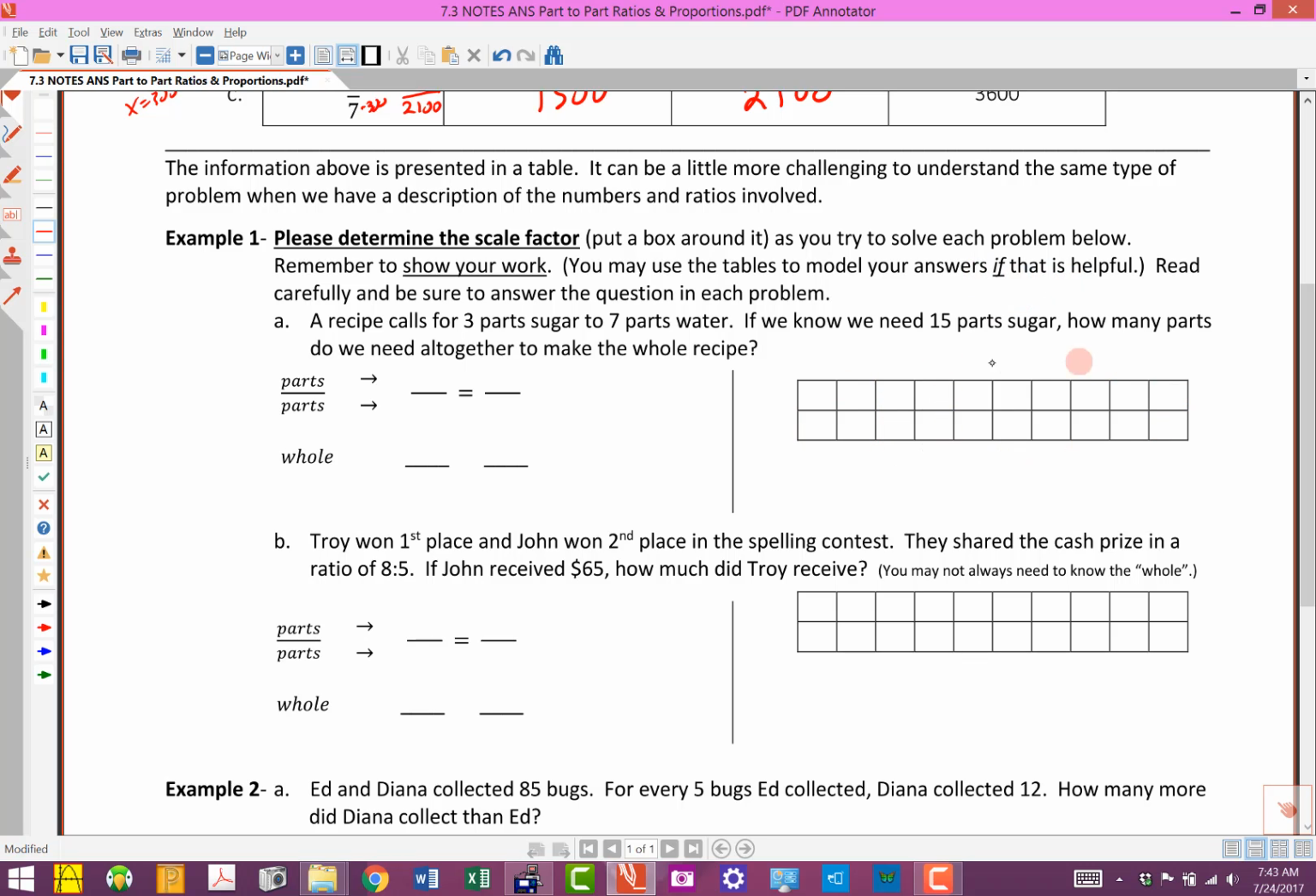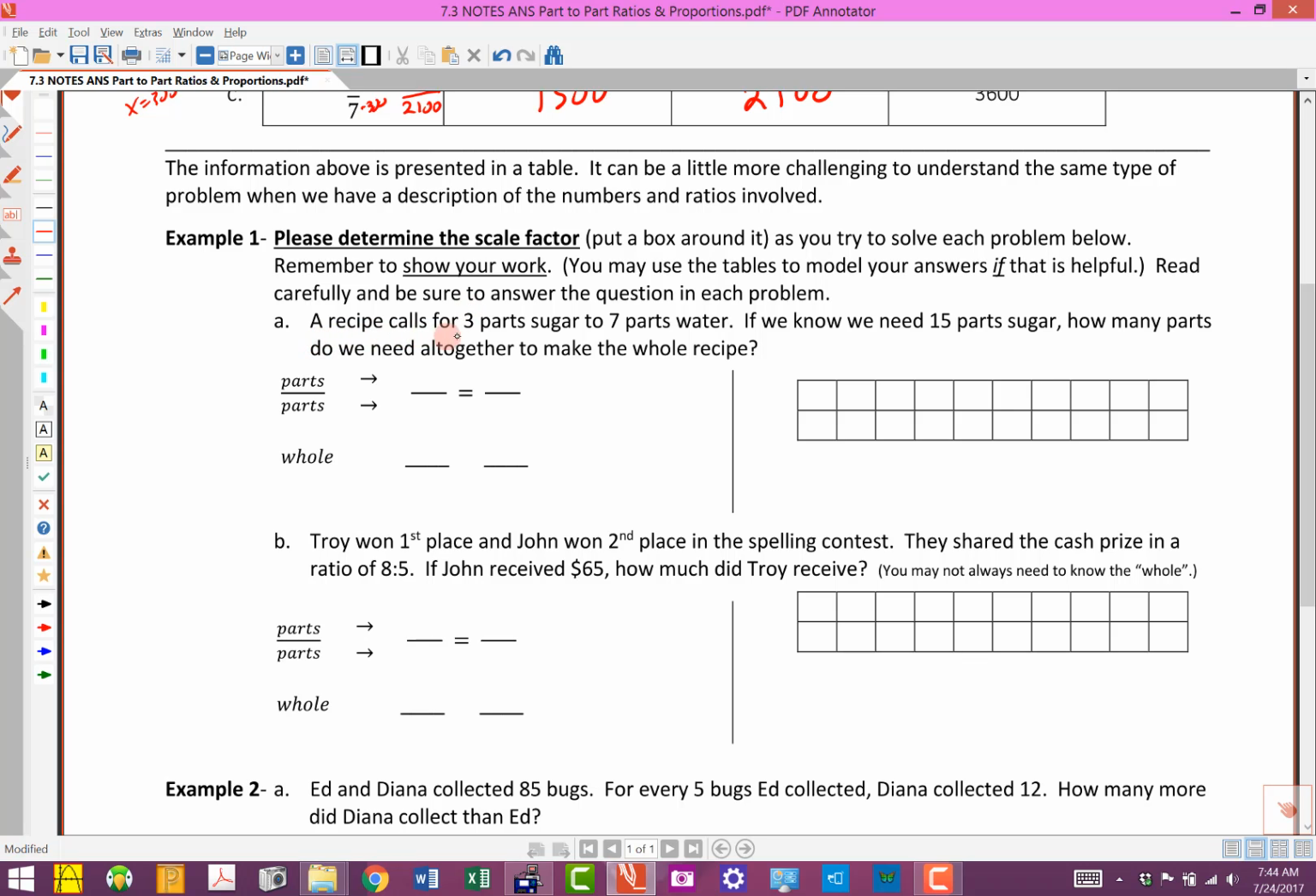So I've got a table over here that might be helpful, and I'll show you how you can use that. I'm not a huge fan of it, but you're welcome to use it if you want. And then it says read carefully and be sure to answer the questions in each problem. So we are going to have an actual short phrase or short sentence answer for each one of these.